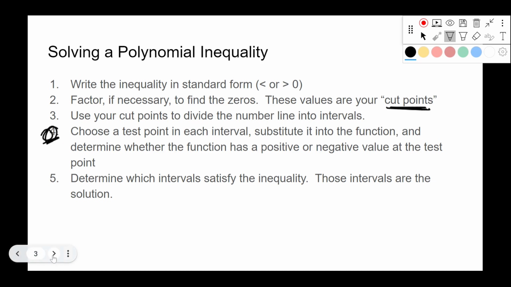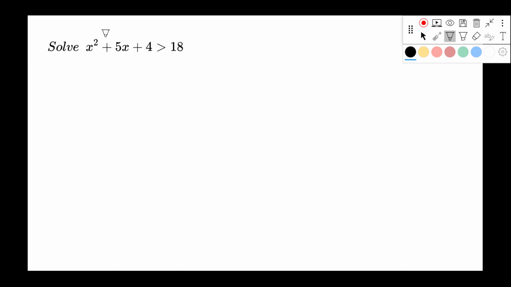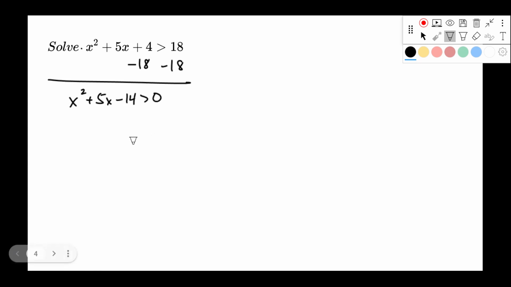Okay, so here we go. Let's give this a shot. We're going to try to solve x squared plus 5x plus 4 is greater than 18. So we're going to do this algebraically. The first thing we need to do is put the inequality in standard form. You have to have 0 on one side, all your terms on the other. So I'm going to subtract 18 over. That's the fastest way for me to get there. And this is what I got.